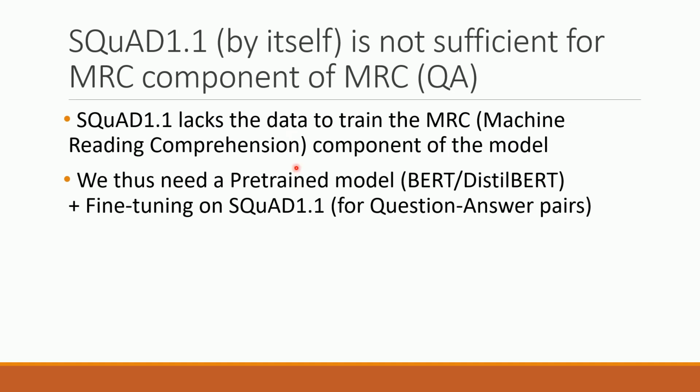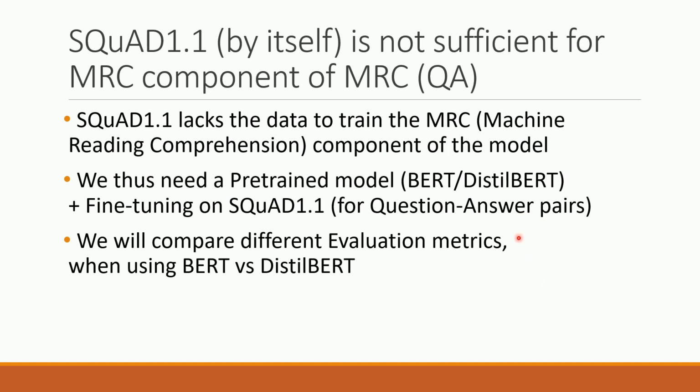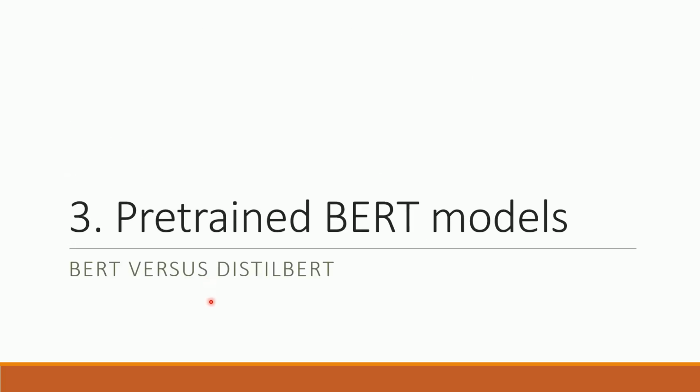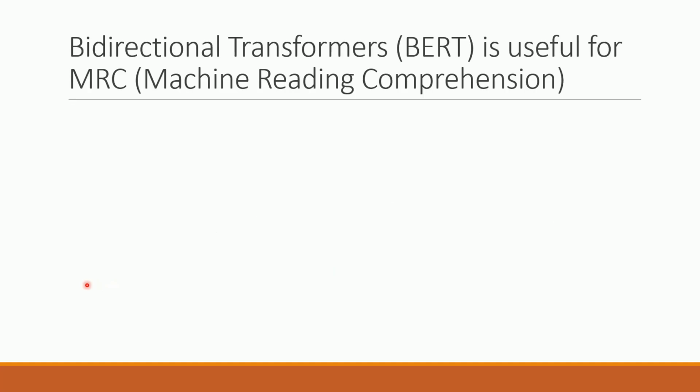So what we need is a pre-trained model, which is BERT or DistilBERT, and then you fine-tune that on SQuAD 1.1 for the question answer pairs. And so after doing all that, we'll compare both the BERT-based MRC QA model as well as the DistilBERT-based MRC QA model. So firstly, on the pre-trained BERT models, which is BERT and DistilBERT.